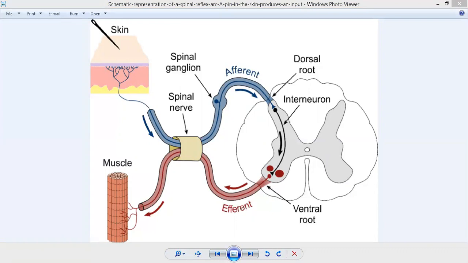Now, let us begin with the peripheral nervous system. The central nervous system consists of the brain, the brainstem, and the spinal cord. The peripheral nervous system consists of extensions of the central nervous system, from the brain as well as from the spinal cord. These extensions are known as the nerves, and they supply almost every organ of the body. So they constitute the peripheral nervous system.